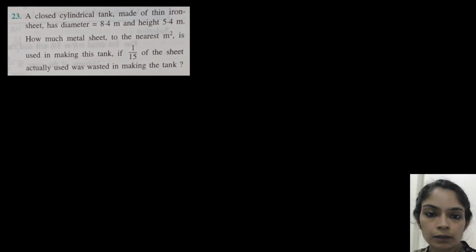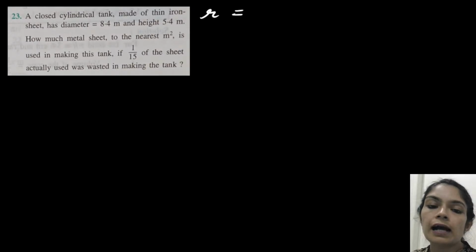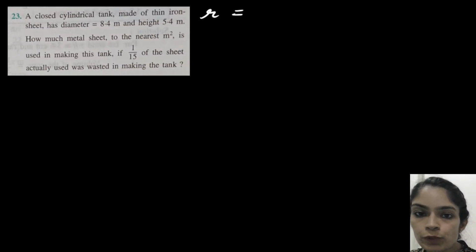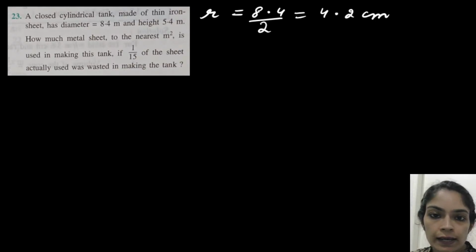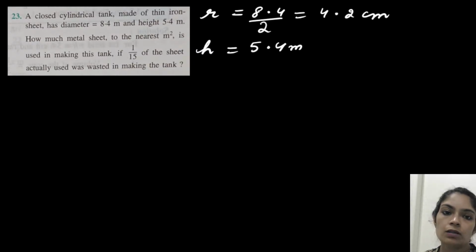A closed cylindrical tank made of thin iron sheet has diameter 8.4 centimeter. So diameter means the radius is given to us. Diameter divided by 2 is radius. So 8.4 divided by 2 equals 4.2 centimeter, and its height is also given to us as 5.4 meter. Radius is given to us, height is given to us. How much metal sheet to the nearest meter is used in making this tank if 1 by 15 of the sheet was wasted in making the tank?